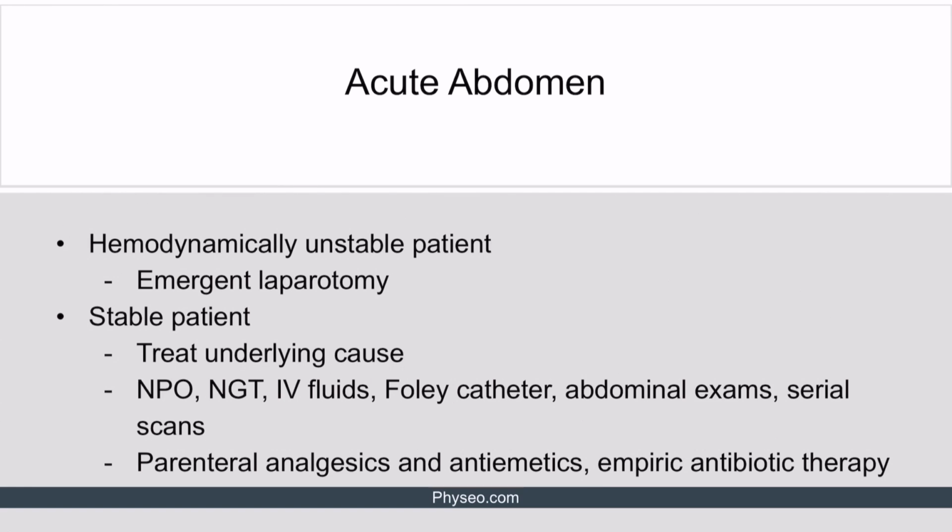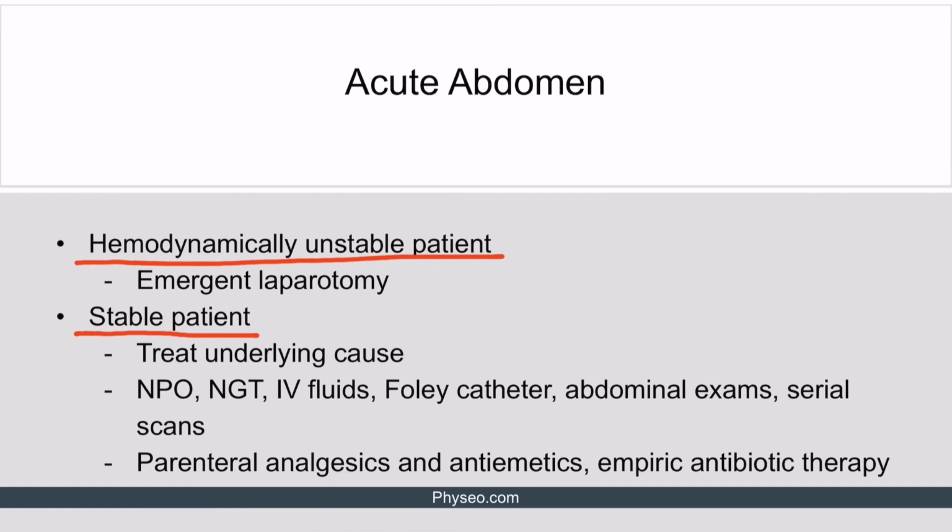Management of an acute abdomen depends on the patient's presentation. Emergent laparotomy is indicated in hemodynamically unstable patients. Keep in mind that the ABCs, or airway, breathing, and circulation, are also part of the initial management. Hemodynamically stable patients, however, have more time for evaluation. Focusing on treating the underlying cause is important.